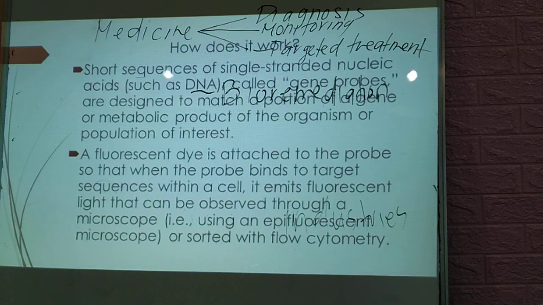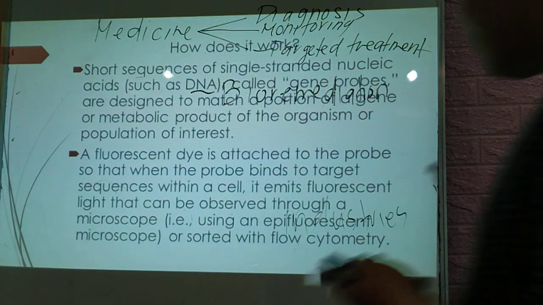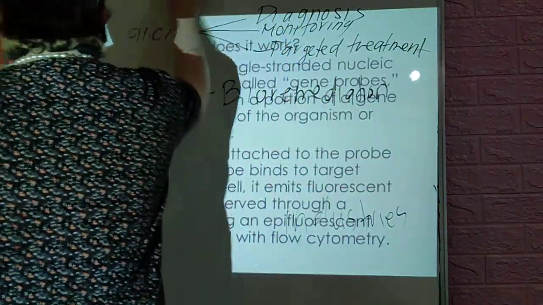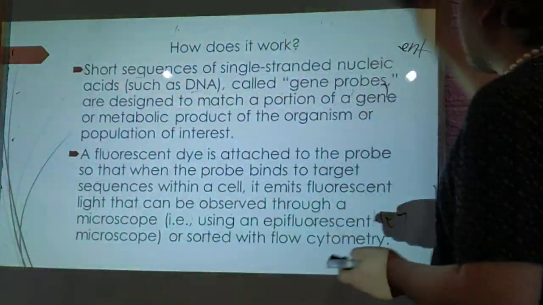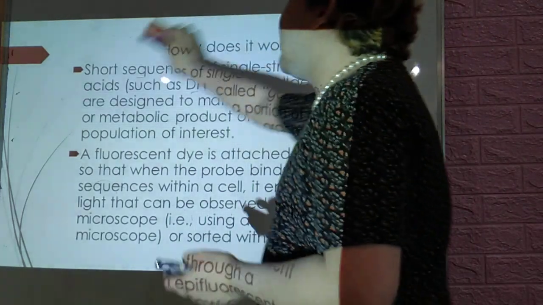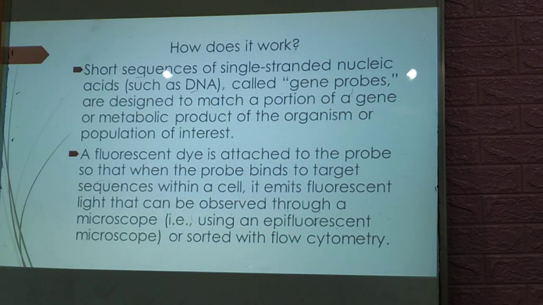Okay, so let's continue. So the question that we have here is this: how does it work? How is it possible that a certain type of probe can enter the cell and of course can hybridize with a substance inside the cell? So this is what usually happens.